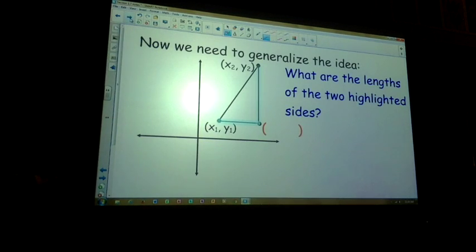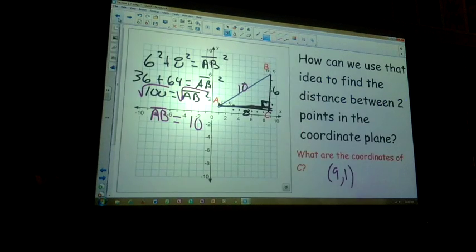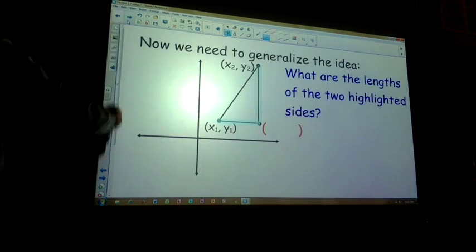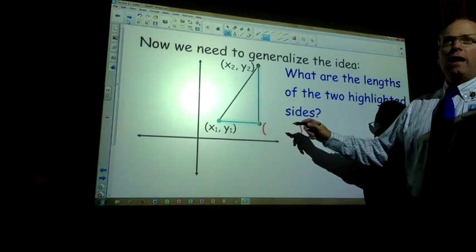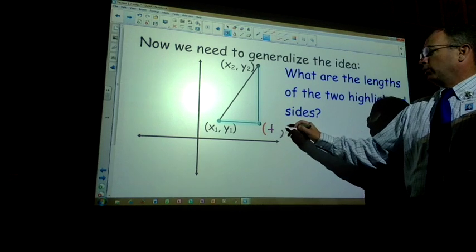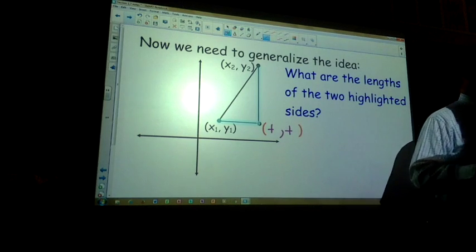Would we ever use the Pythagorean theorem to find the midpoint? Probably not. The midpoint really is going to be the average of the x and the average of the y. All right, so the general idea. What are the lengths of the two highlighted sides? They have to be some sort of positive length, would you agree? Because you're talking about a length.